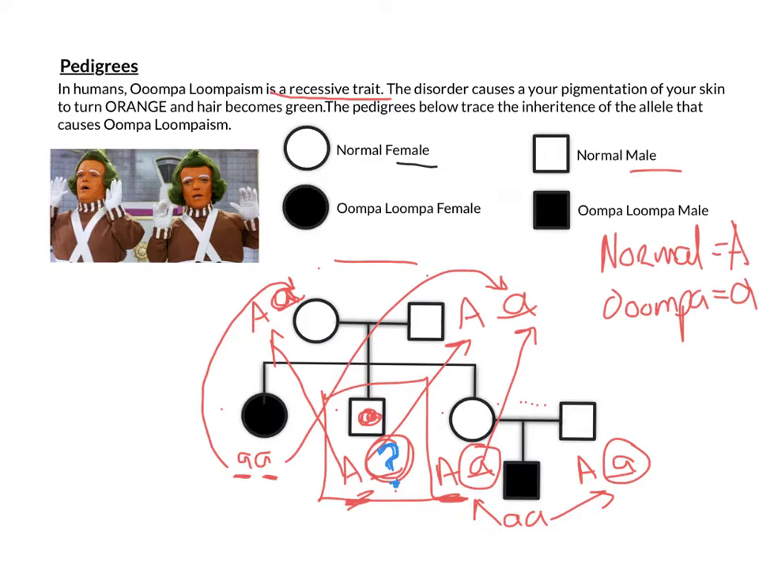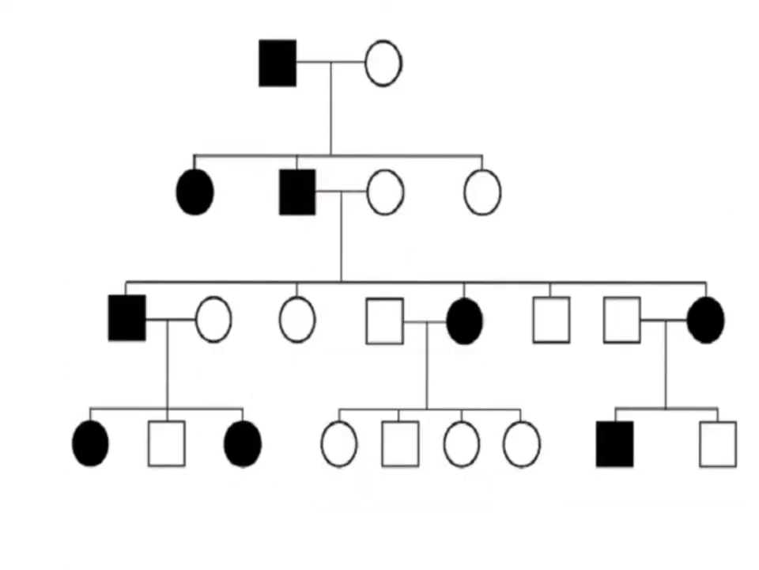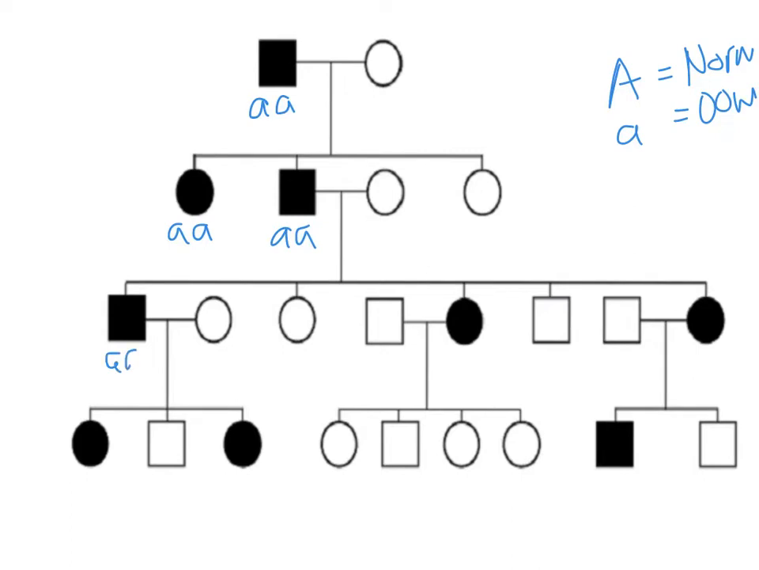Let's try one more. This one's a big one. Remember, we're talking big A and little a. Big A is normal skin, and little a means you're an Oompa Loompa. The very first thing you can do is, if you see a shaded-in square or shaded-in circle, you can immediately fill in recessive, recessive, recessive, recessive.